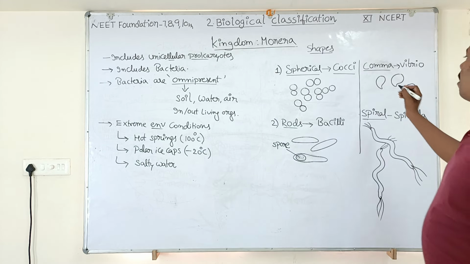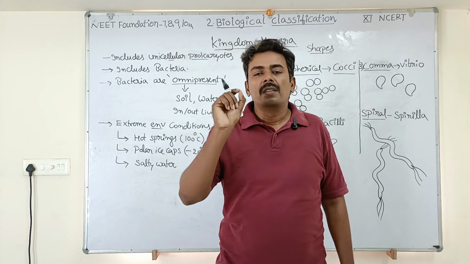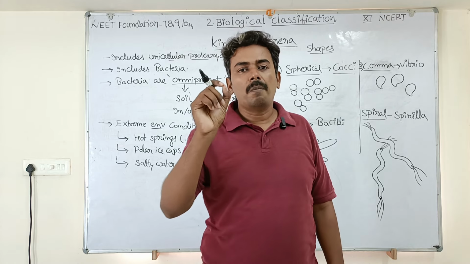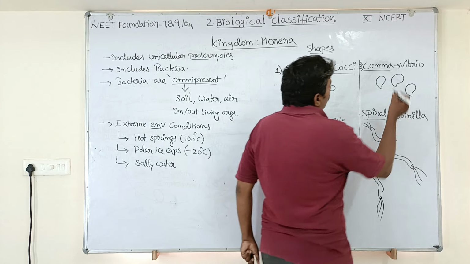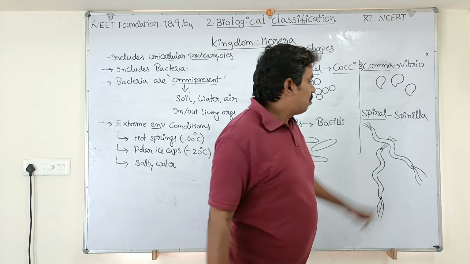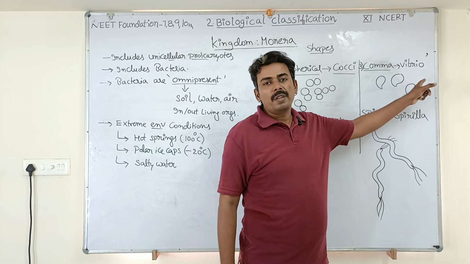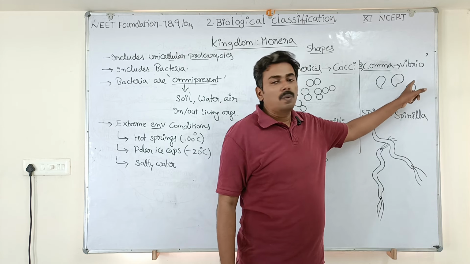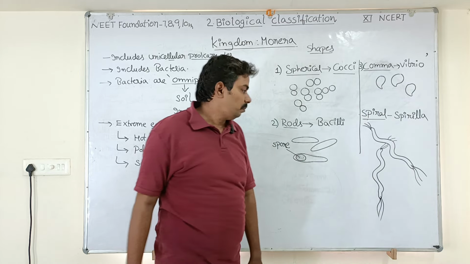Next, the third shape of bacteria is comma shape. What is comma? It is a punctuation mark, just like a question mark, full stop. There is one punctuation mark called comma. Comma shape, you can see here. So how will we make a comma while writing? We'll do it like this, right? This is a comma. So these bacteria which are in comma shape are called vibrio. Vibrium is singular, vibrio is plural.